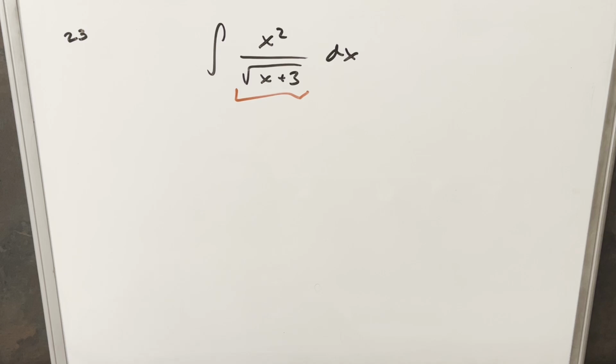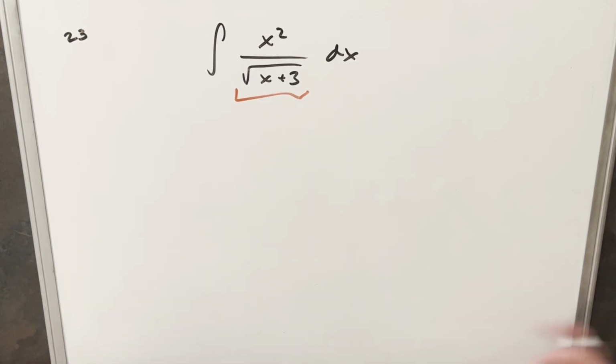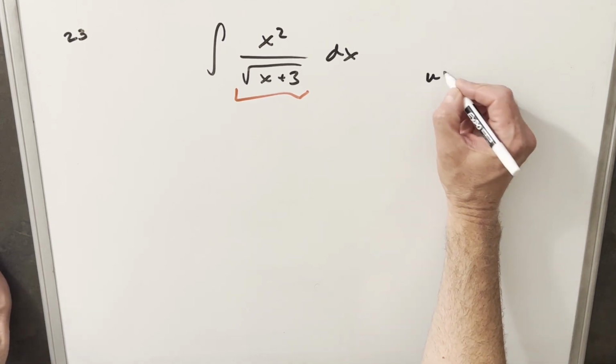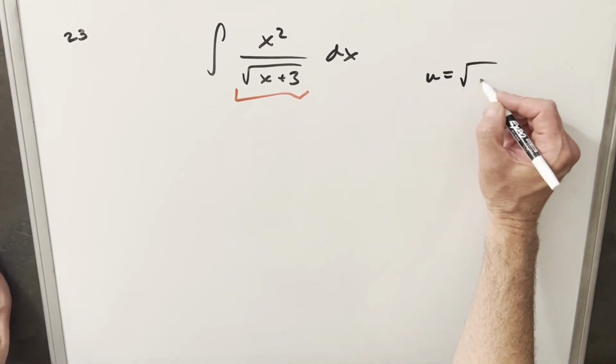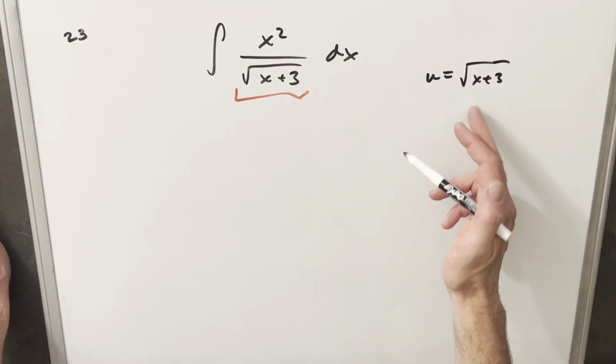And what I want to do is a u substitution. Now you could make your u substitution for x plus 3, but I think in this case I just prefer to make my u substitution equal to the square root of x plus 3. It's going to work out about the same either way, but let's try it this way.